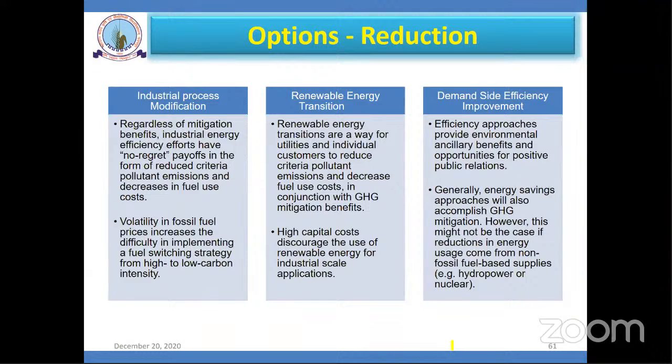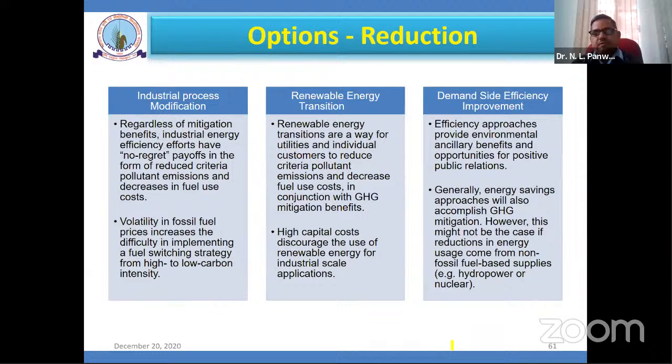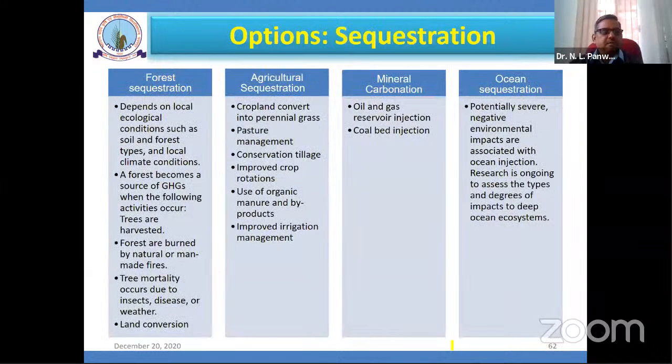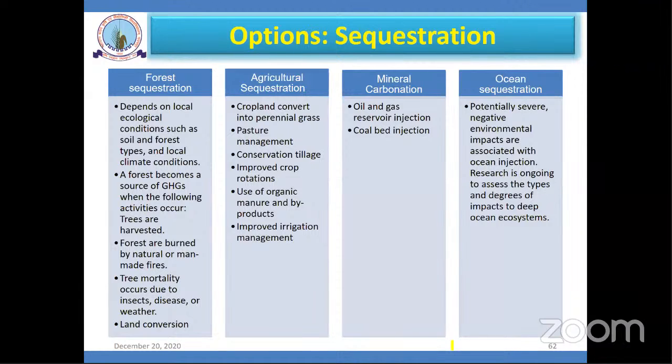The approach is called environmental efficiency. So that is an opportunity for public relations. For sequestration, we can put all this carbon dioxide into more forest and trees, tree mortality certainly has to be reduced, and we need more insect and pest control monitoring, and control of land conversion.